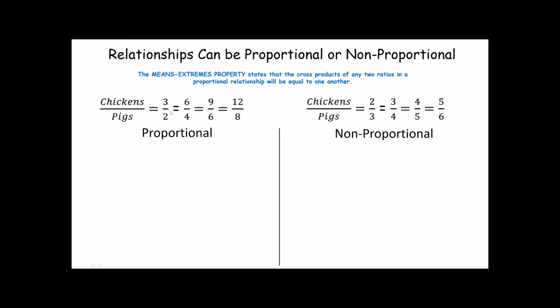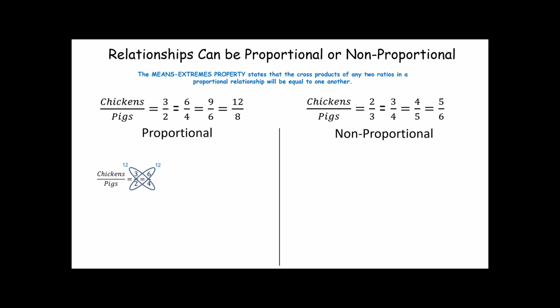equal to one another. So what I can do is take any of these ratios here on the left, 3/2, 6/4, 9/6, and 12/8. And I can take any two of those. And I can find the cross products, or the means and the extremes, by multiplying diagonally. 3 times 4 and 6 times 2. 3 times 4 is 12. 6 times 2 is 12. Since those two cross products are the same, I know that this is a proportional relationship.